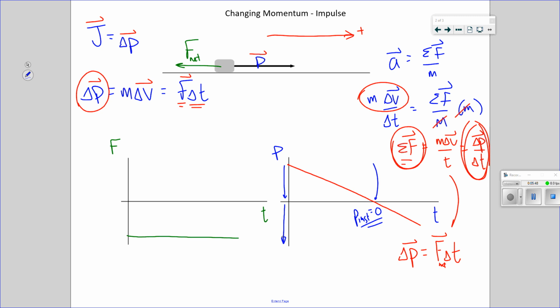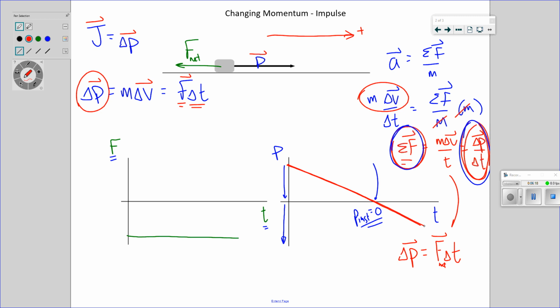We can't tell just by looking at this F-t graph if the product of F and t is big enough to change this object's momentum all the way down to 0 and then turn it back around, but it could happen. What is for sure the case is that since net F is constant, we get a constant rate of change of momentum. Notice constant rate of change means that the slope of this line is constant, right? The slope of this line is the rate of change of momentum.